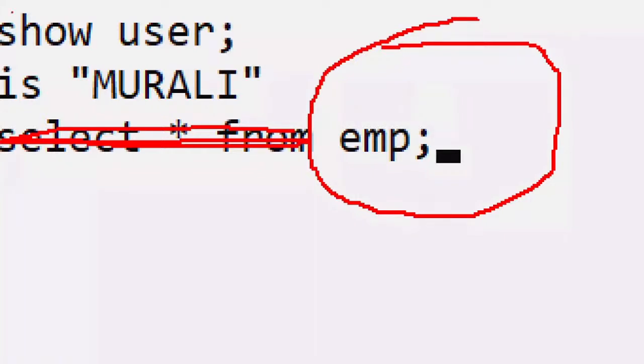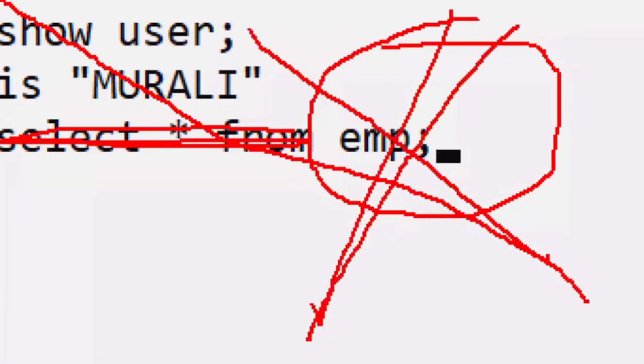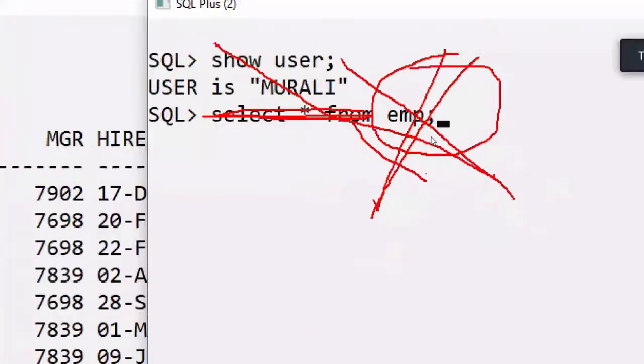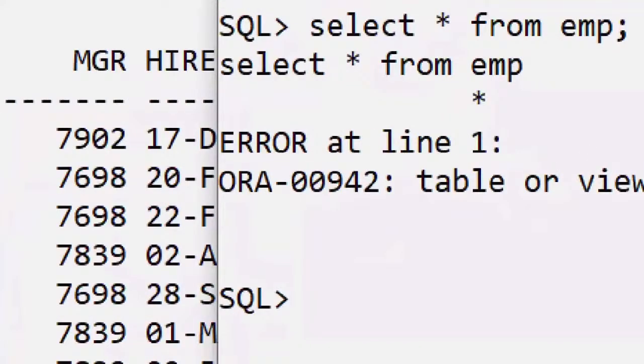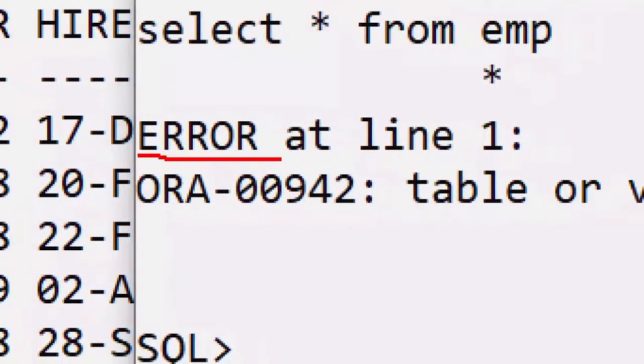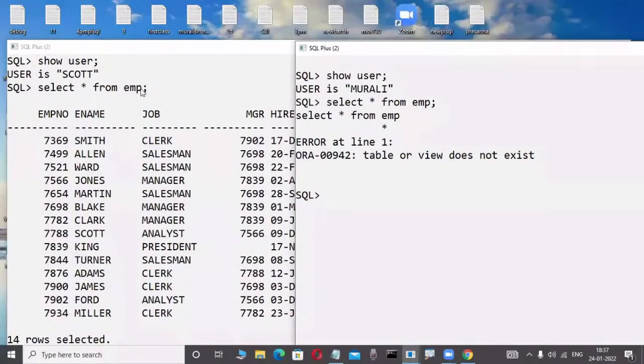Very good, one fellow is telling the correct answer. Not possible, because this EMP table is another employee's table. That's why this is not possible. Observe here, I am pressing the enter key, and it means an error: table or view does not exist. View means later, don't worry. The Murali user is unable to access the Scott user's table in this example.